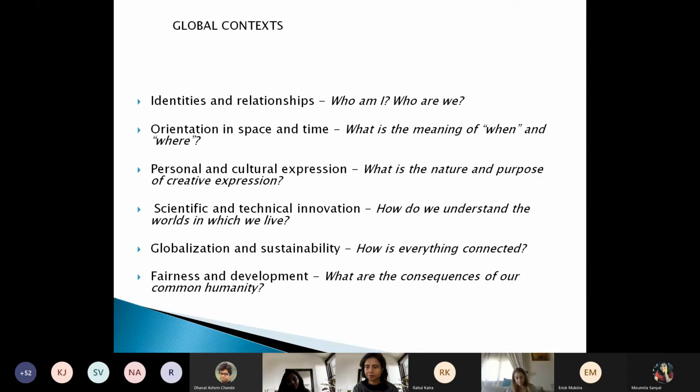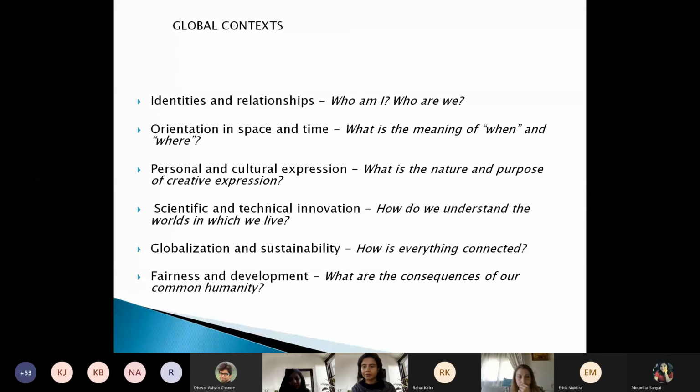So now I would request all of you to open the global context document on the Padlet, because that will help you pick one of the global contexts that is aligned to the statement, that is related to the key and related concept that you have picked up. So I request you to select one and then come up with your response.